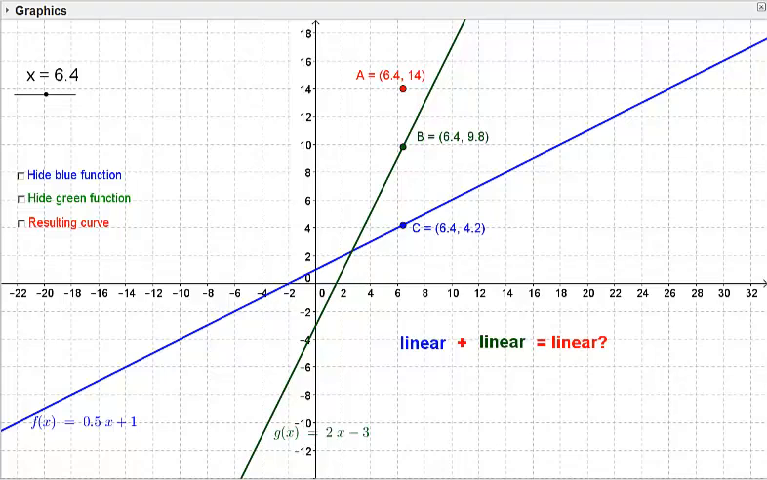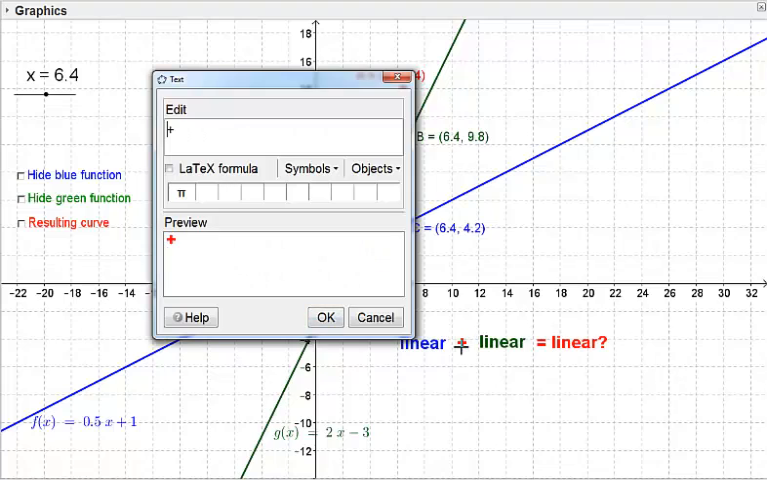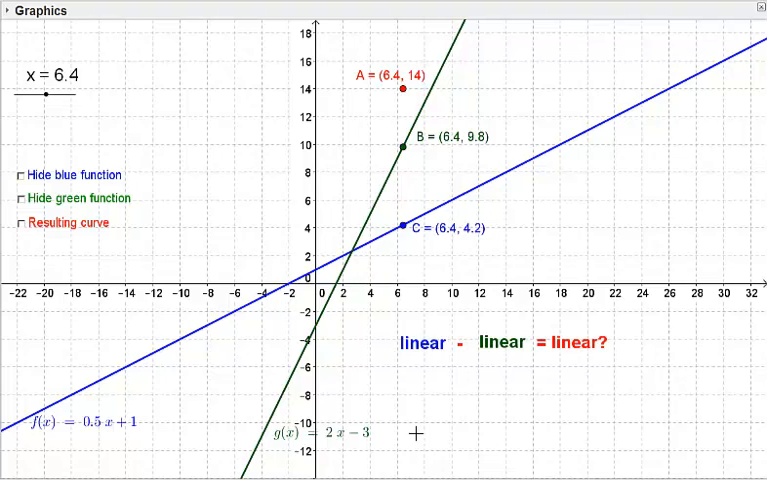Think about that algebra as you think about this question. Will a linear function added to another linear function always result in another linear function? For that matter, what would happen if instead of adding two linear functions, you were to subtract two linear functions?